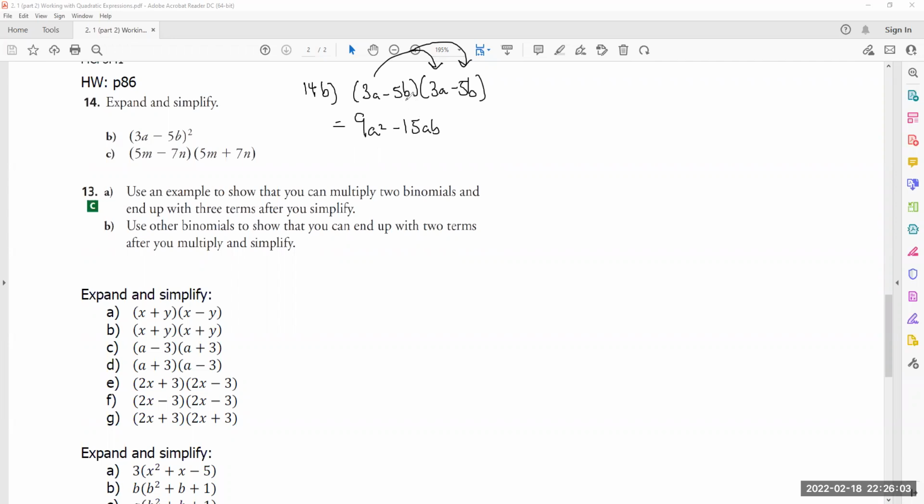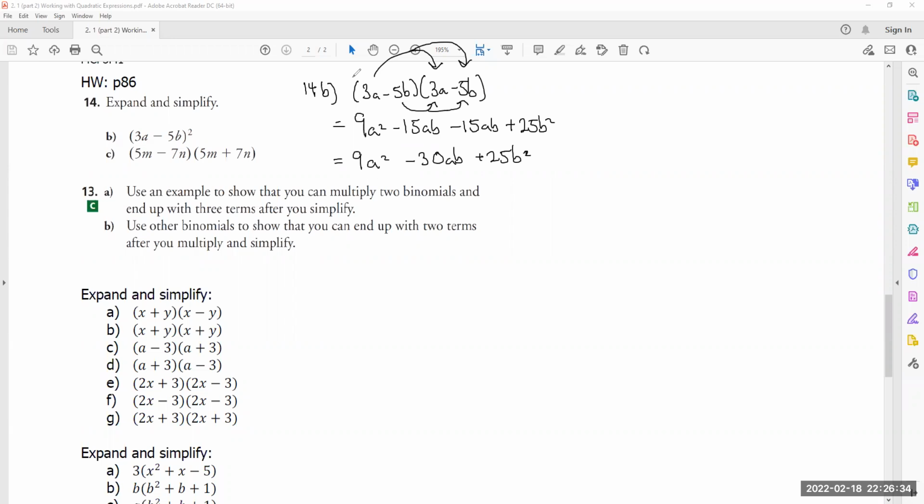Next, negative 5b multiplies with both terms. That becomes negative 15ab and positive 25b squared. If you group like terms, you will get 9a squared minus 30ab plus 25b squared. And that is when you will realize, oh, it's that pattern. It's that thing where you have the two binomials that are identical with each other.